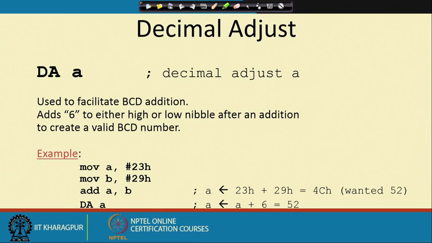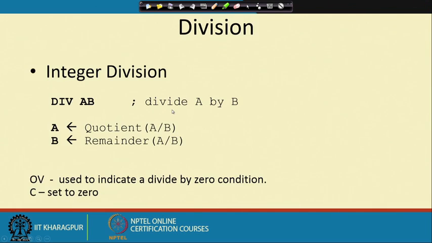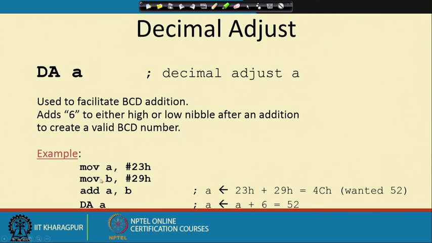What is required is that we do the addition, and then we do this adjustment. For example, in this case we are moving the number 23 hex to the A register and 29 hex to the B register, assuming that we are treating them as decimal numbers. If it is an addition of A and B, in hexadecimal the value is 4C hex. What we wanted in this example is a decimal addition: 9 plus 3 is 12, so 2 and 1 carry, then 2 plus 2 is 4, plus 1 is 5. So the result that we expect is 52.